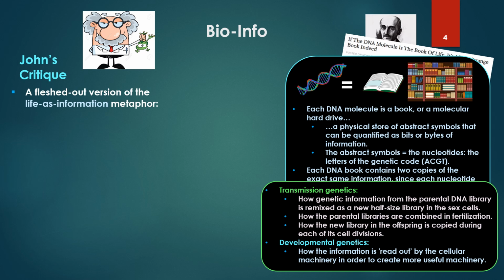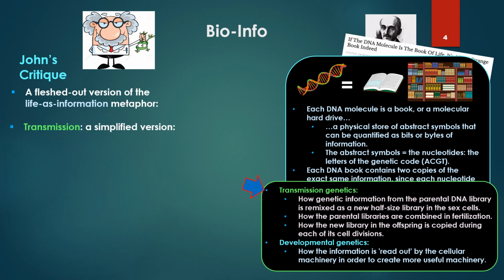Now this transmission genetics, that is how genetic information from the parental DNA library is remixed as a new half-size library in the sex cells. How the parental libraries are combined in fertilization, and how the new library in the offspring is copied during each of its cell divisions. And then developmental genetics, which is how the information is read out by the cellular machinery in order to create more useful machinery, in other words, how to build an organism.